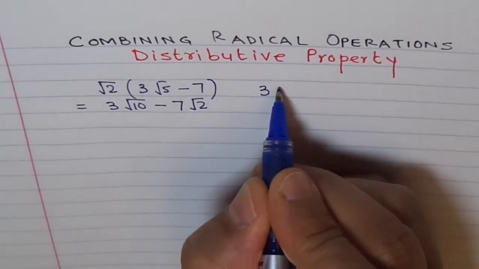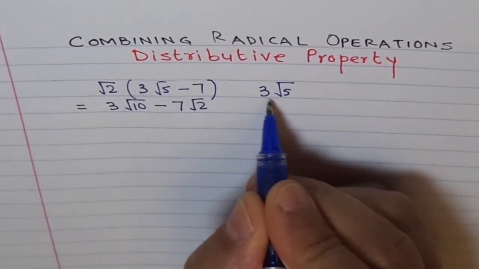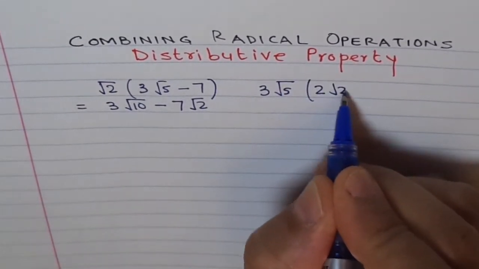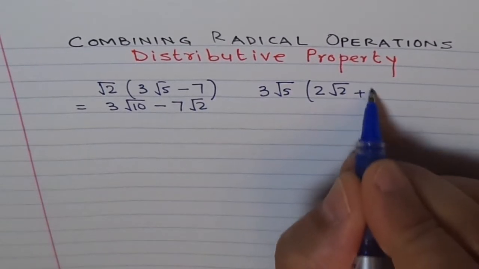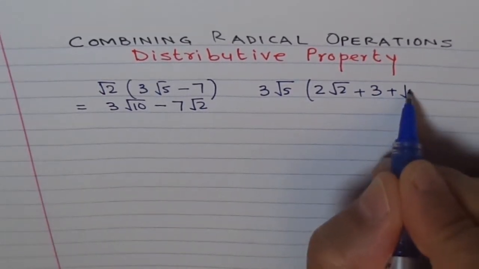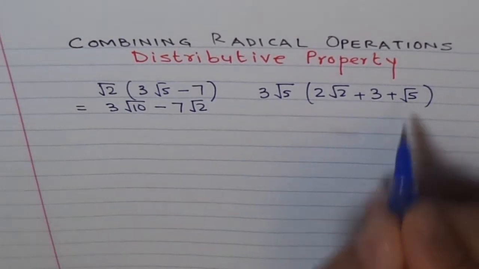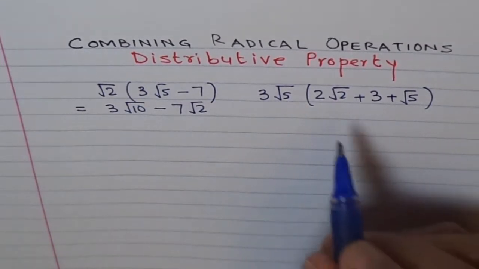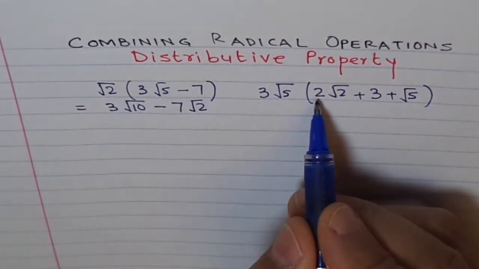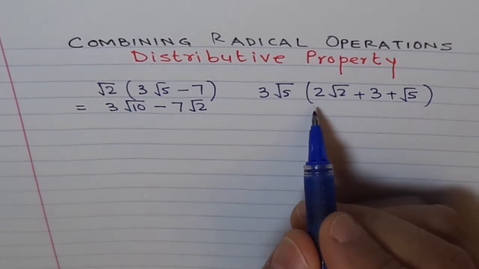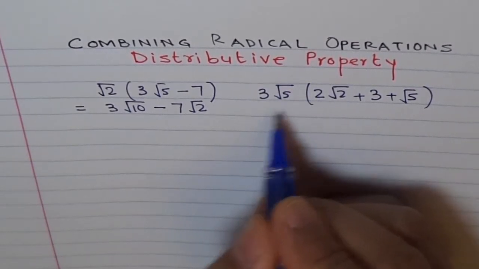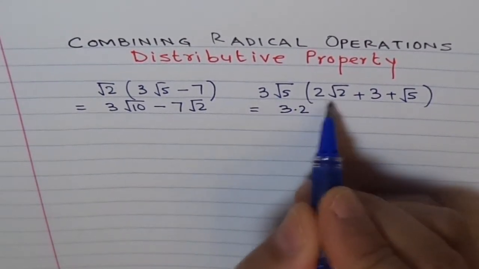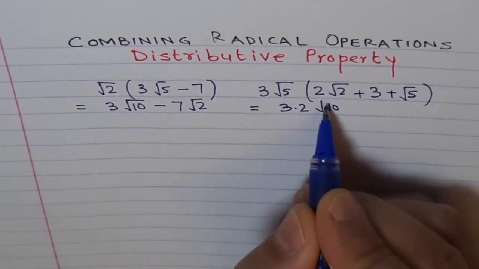Let's say 3 square root 5 times, this time I'm taking a mixed radical, okay, this also a mixed radical, plus 3 plus square root 5. So there are 3 terms in the bracket, and we'll multiply each with 3 square root 5. When we do 3 times 2, we get 6, and 5 times square root 2 gives us square root 10. So this is equal to 3 times 2, which is 6, and 5 times 2, which is 10.